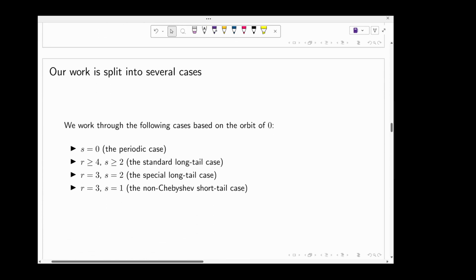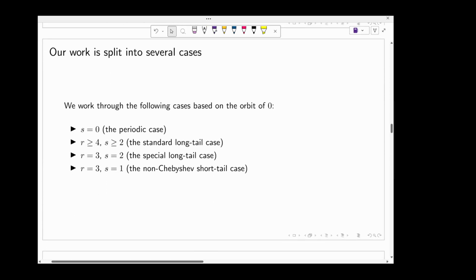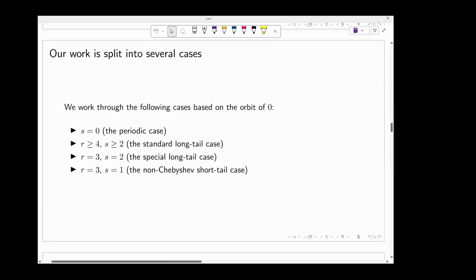There's a lot of work that goes into these papers. They're kind of long. Our work is split into several cases, and it's split over 2 papers. So we work through different cases based on the orbit of 0. We work through the periodic case, so where S is 0, in one paper, and we work through the strictly pre-periodic cases in another paper.